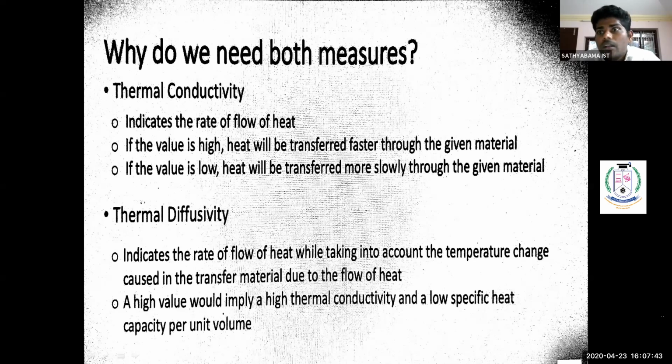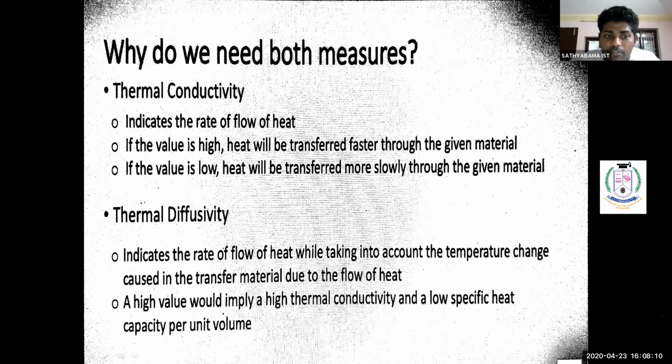If I take a copper material, it has a high thermal conductivity value, so we can transfer the heat easily through the material. If the thermal conductivity value is low, heat will be transferred more slowly through the given material. So based on the application, we have to choose. If we need to conduct heat, we have to go for a high thermal conductivity material. If the application requires very little heat transfer, we can go for low thermal conductivity materials.